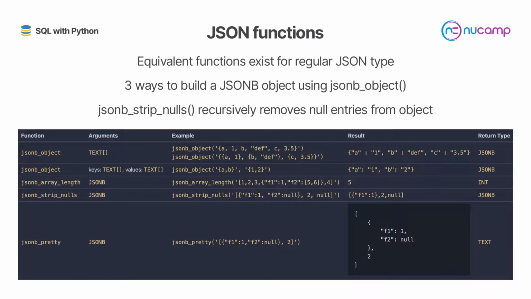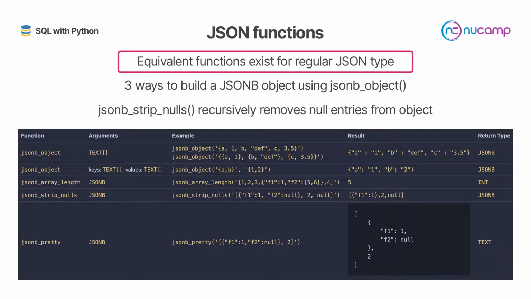In this table, we list some functions that help us work with the JSONB data type. We've chosen these since JSONB is the more efficient preferred data type. But if you ever need to work with the regular JSON type, there are other functions that Postgres provides for those use cases as well.